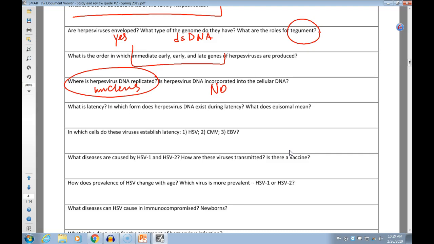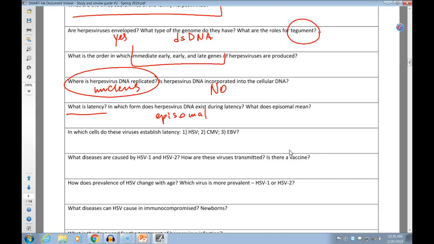When herpesvirus becomes latent, meaning it doesn't express genes, it doesn't replicate. Its DNA exists in an episomal form in the nucleus. Episomal means above the chromosome, right? So herpesvirus DNA is not a part of the chromosome.